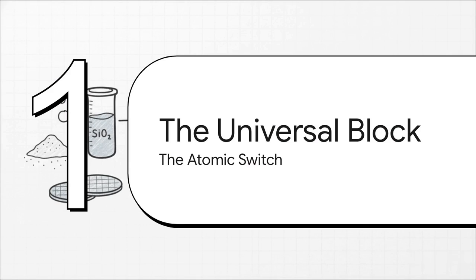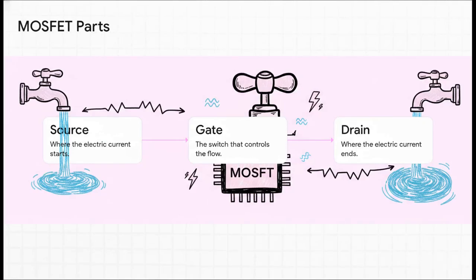It is the single most important building block of, well, all of modern electronics. Every single bit of information your phone or computer crunches flows through these tiny, atomic scale switches. A modern transistor, which is called a MOSFET, has three main parts. The easiest way to picture it is just like a water faucet. You've got the source, which is where the water, or in our case, the electric current, starts. You have the drain, where it wants to end up. And then, most importantly, you have the gate. That's the handle on the faucet that decides if the flow is on or off.